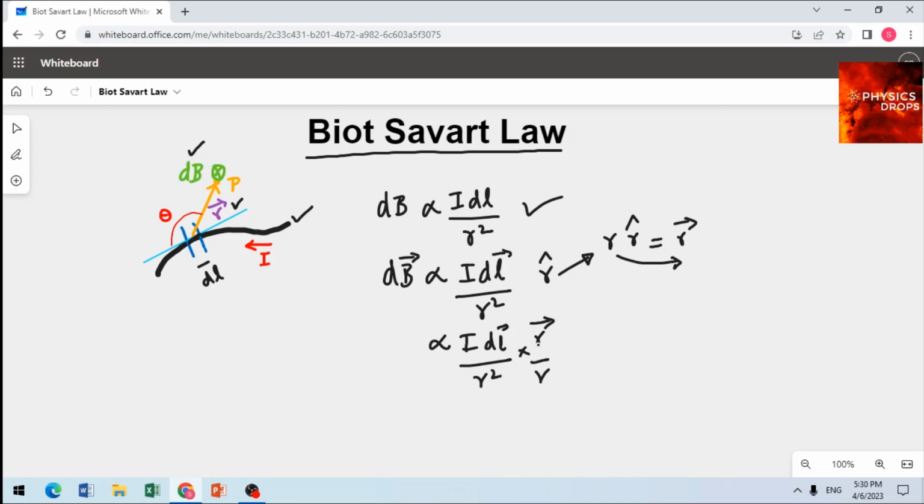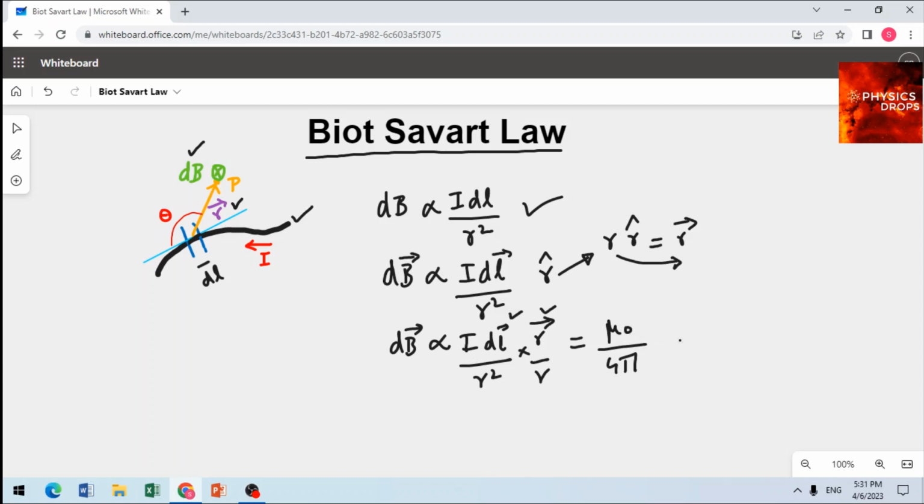So when we do dl cross r, we get a direction of dB vector that is perpendicular to the plane containing the dl vector and the r vector. Now what happens is, this becomes, when we multiply it by the constant mu naught by 4 pi, where mu naught is the permeability of free space. In magnetism, it's permeability of free space.